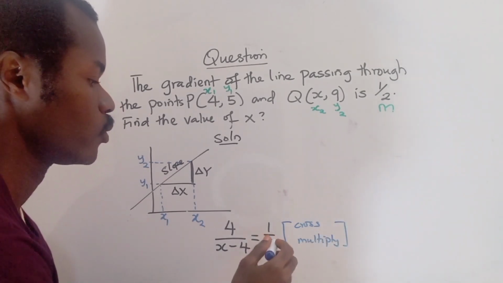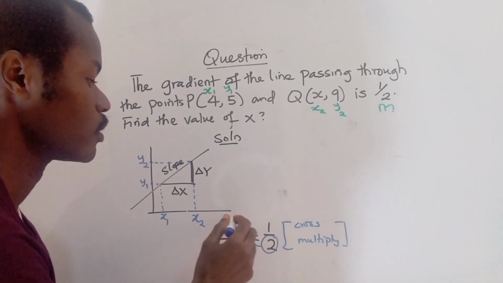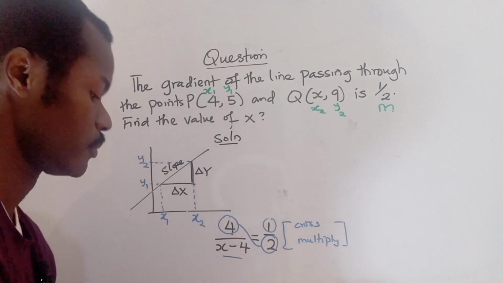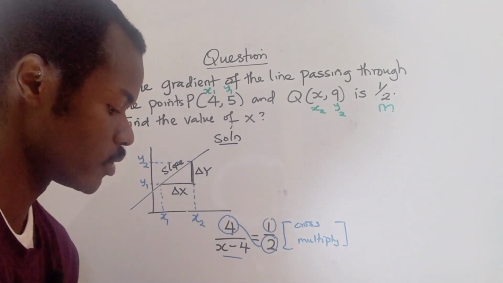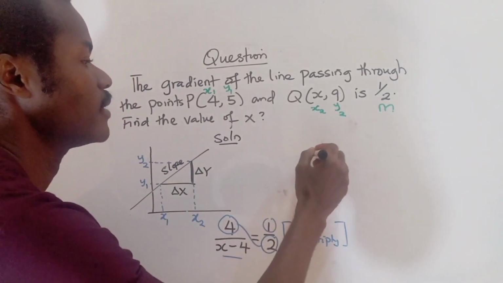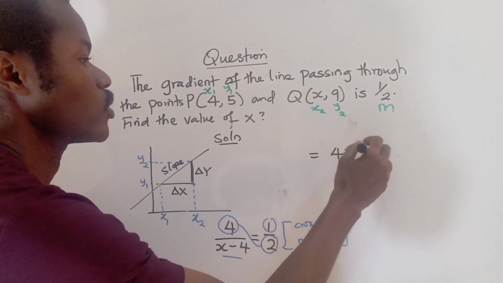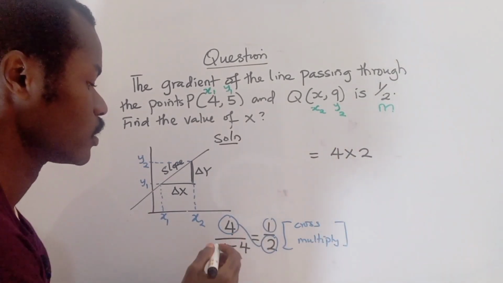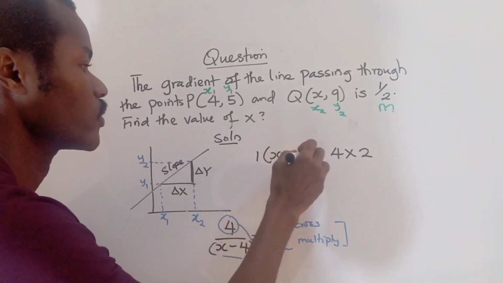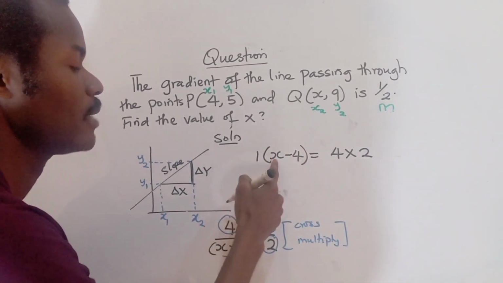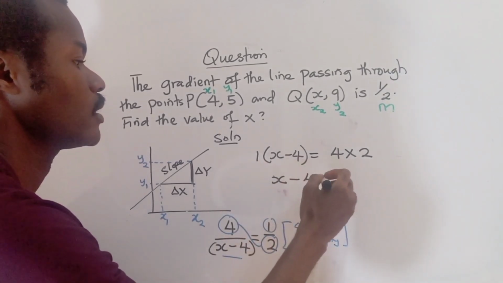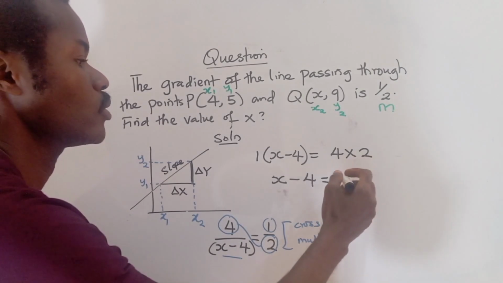How do we cross multiply? We use this 2 and multiply with the 4, and we use all of this to multiply with this 1. That's what we mean by cross multiply. So we have 4 times 2 on one side, and 1 multiplying x minus 4. 1 times x is x, 1 times minus 4 is minus 4. This is equal to 4 times 2, which is 8.